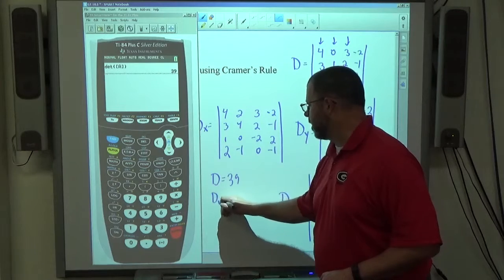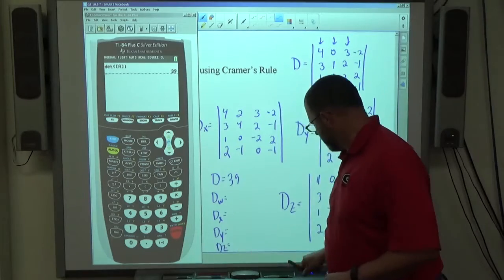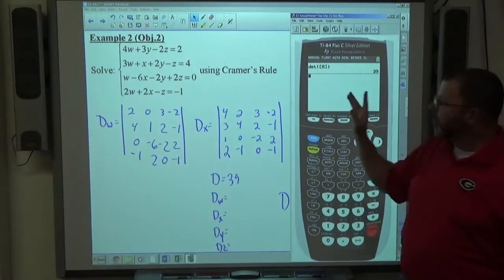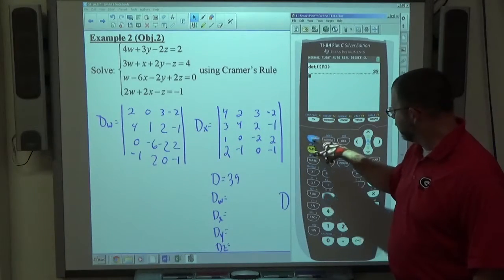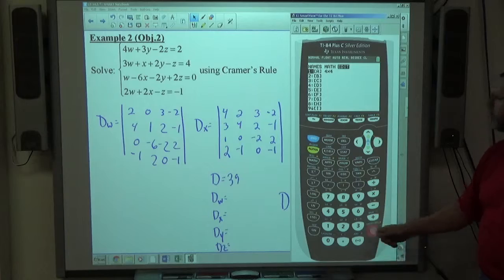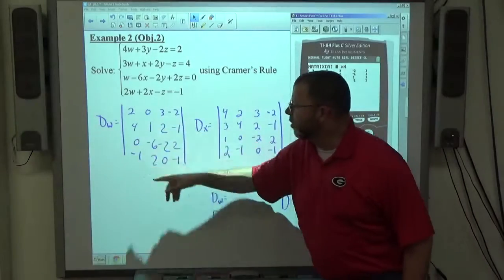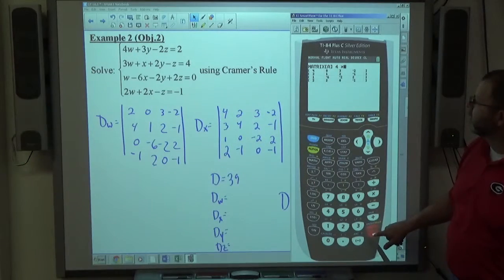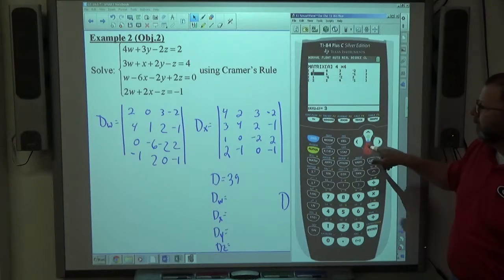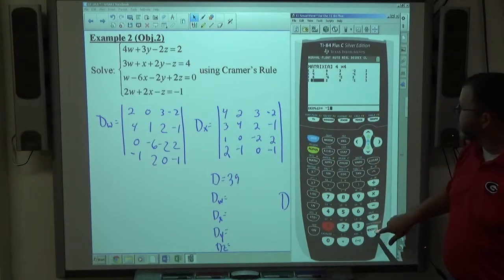We still need to evaluate D sub W, D sub X, D sub Y, and D sub Z. All right? So if I want to go on to evaluate D sub W, all I'm doing is changing it. Go back to my matrix, so second matrix, and if I want to change the matrix, I go to edit, hit enter. And the W matrix just replaced this column 4, 3, 1, 2 with 2, 4, 0, negative 1. So I hit enter, enter to keep it a 4 by 4. And then I type 2, and press down. And then 4, down, 0, down, negative 1, enter or down.